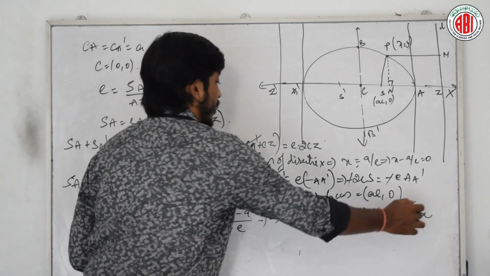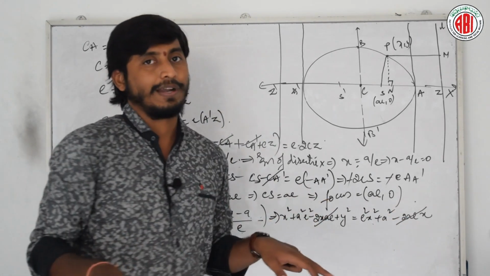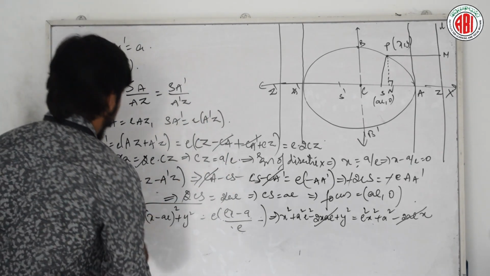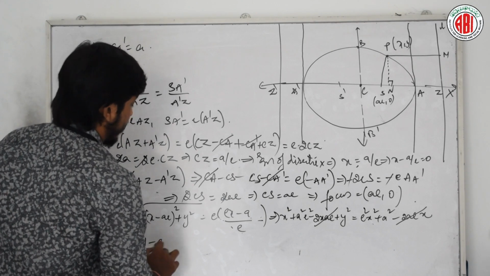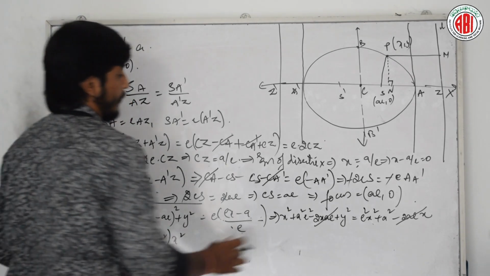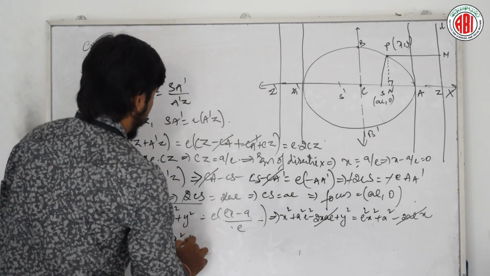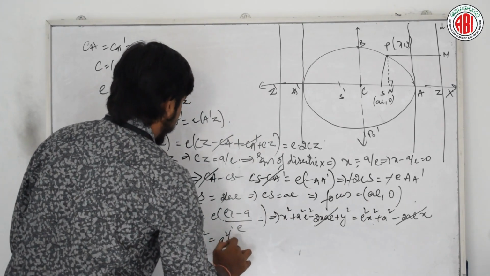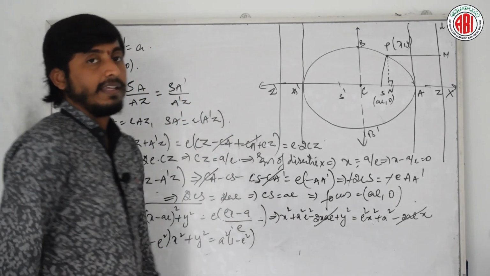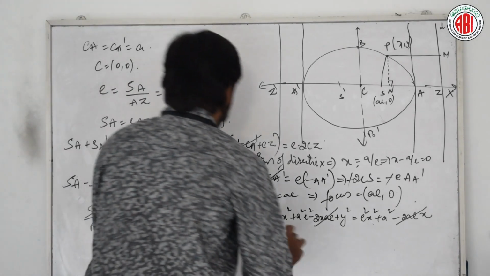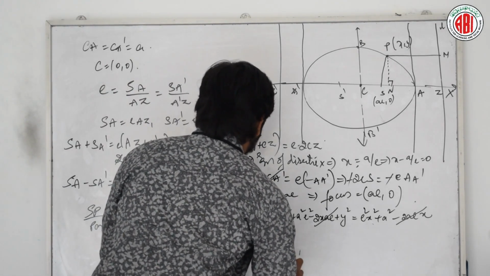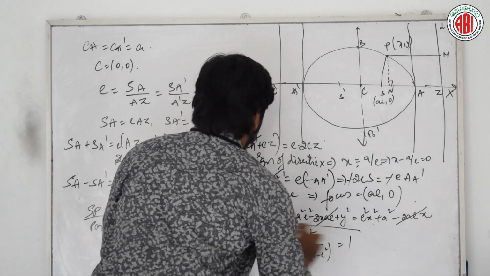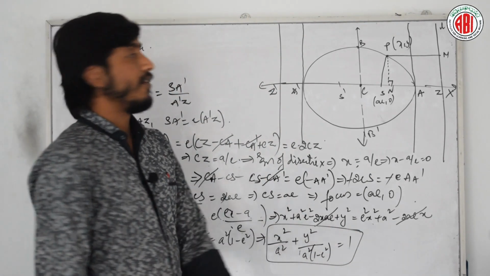If you observe, 2AEX got cancelled. Let us take all the terms to the right hand side and all X terms to the left hand side. So what do we get here? 1 minus E square into X square, right? Obviously, plus Y square is equal to A square into 1 minus E square. Can I divide by A square into 1 minus E square on both sides? So what do we get? X square by A square plus Y square by A square into 1 minus E square is equal to 1. This is the standard form of ellipse.